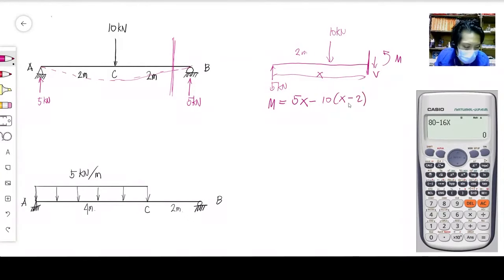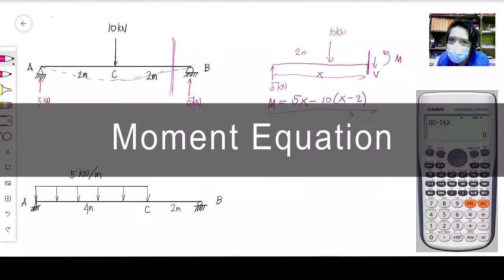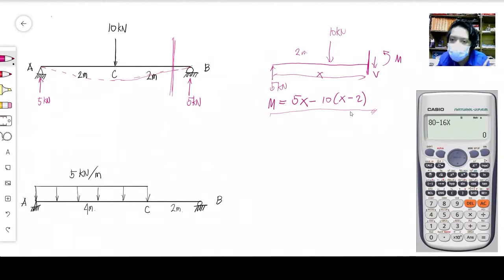Do you remember earlier, if you apply this, this equation is actually the equation of the moment diagram at segment CB. Okay, this is the equation of the moment diagram at segment CB, actually. How can we make it the moment diagram for the whole beam?